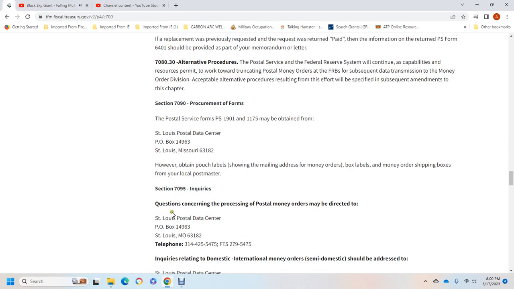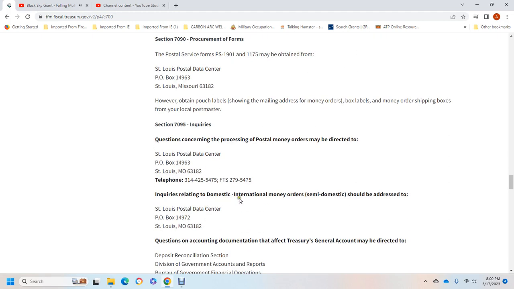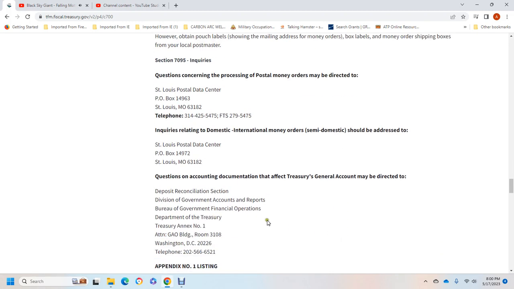Postmaster 795, inquiries. St. Louis Postal Data Center inquiries. Domestic international money order inquiries should be addressed to the St. Louis Postal Data Center, P.O. Box 14972. Questions on accounting documentation are in effect with the Treasury Accounting Directive.